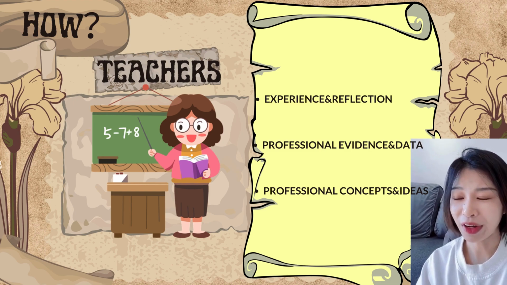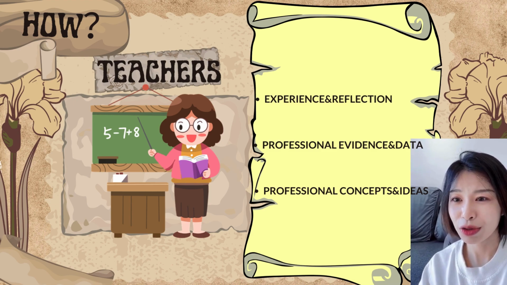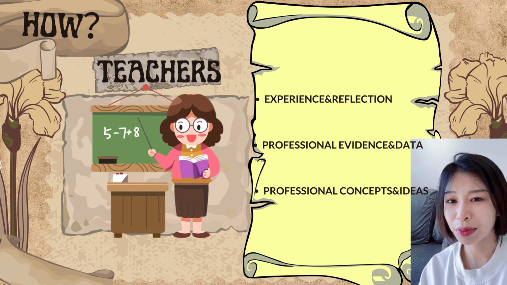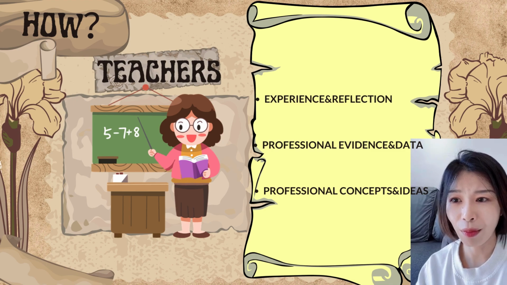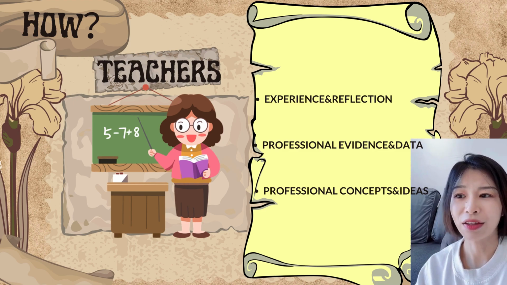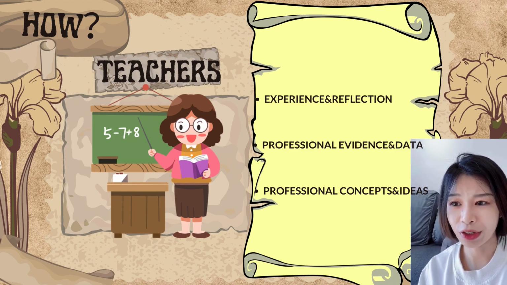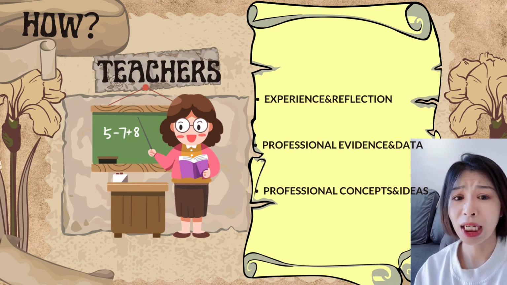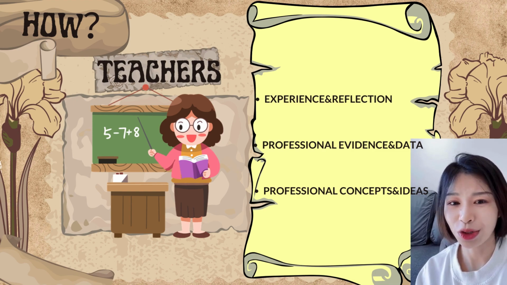And second, professional evidence is valid information or materials used by teachers to prove professionalism. Professional data refers to the natural data that teachers have in their professional work, such as a summary of students' mistakes in homework, recording of conversations with students, and etc. And the third, professional concepts and ideas are teachers' understanding and mastery of the profession, and they are used to communicate accurately and clearly with students to ensure credibility.